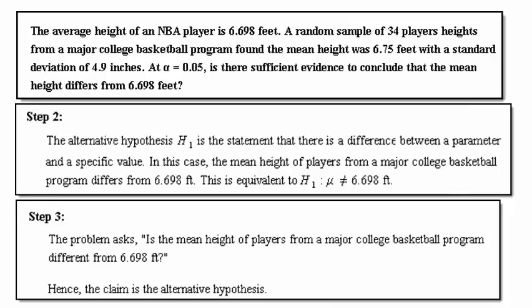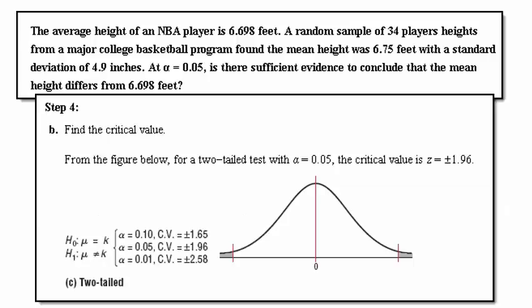Okay, so we move on to step 3. In step 3, we realize the problem asks, is the mean height of players from a major college basketball program different from 6.698 feet? And that means the claim is really the alternative hypothesis. So we move on to step 4, where we have to find the critical value. And from the figure below, you can see for a two-tailed test with alpha set at 5%, the critical value is 1.96.